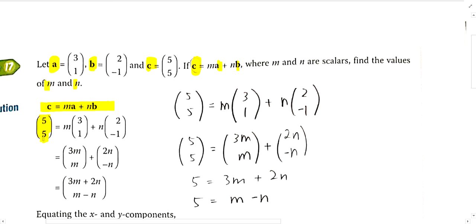Then you see that vector C is actually equal to, when you combine MA and NB, (3M plus 2N, M minus N). So this vector equals this vector. So the x components, the numbers at the top, must be the same. Then the numbers at the bottom must also be the same. Same as your matrices, same as your vectors.